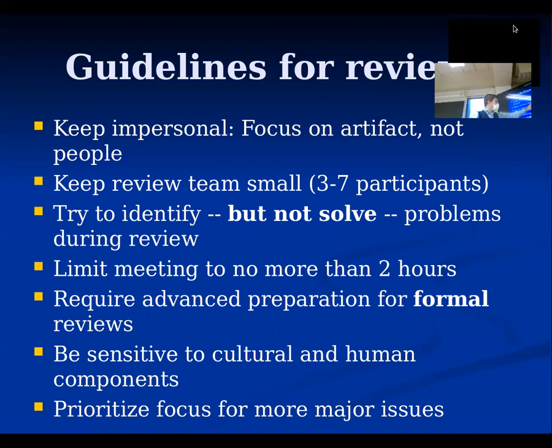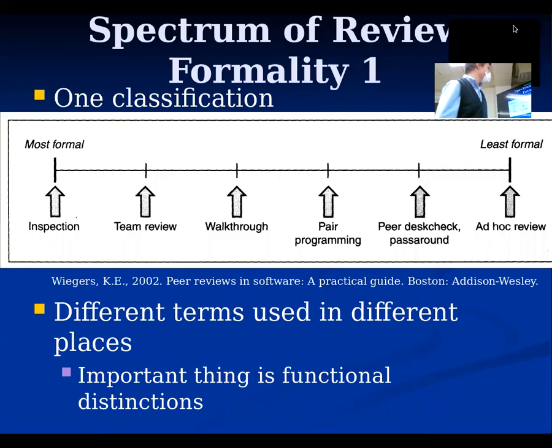You should keep the peer review team small. I mean, it should be no more than 7 certainly, and often it's 3 or 4 participants for more informal reviews, and 1 for things like pair programming and peer desk check, etc. And generally, you try to identify but not solve problems in the reviews. They're trying to help figure out, okay, how could this be improved by identifying this or identifying that without trying to come up with a complete solution. It shouldn't be a marathon thing, just no more than 2 hours. And for certain types of formal reviews, you're going to have advanced preparation. That really helps a lot. You're going to want to prioritize your focus on certain things.